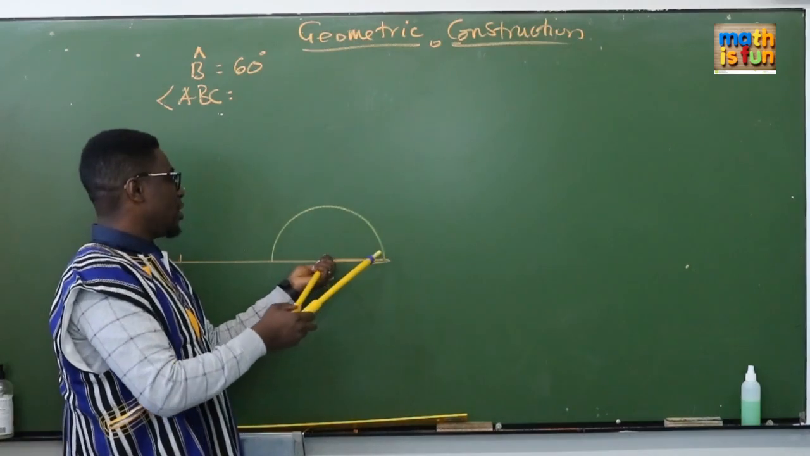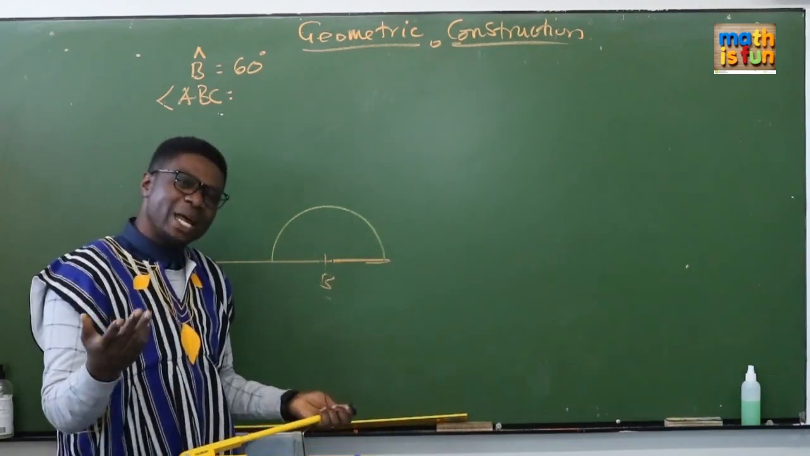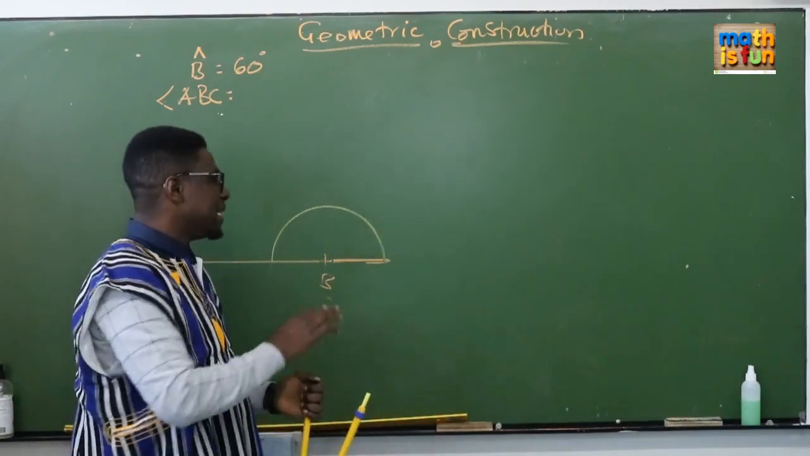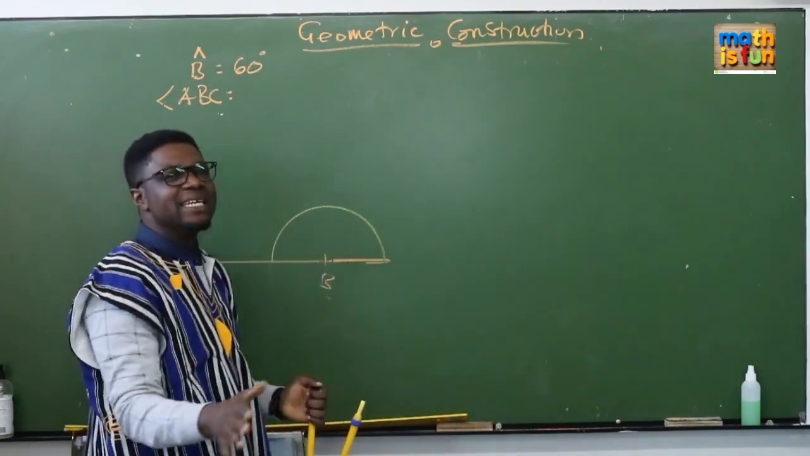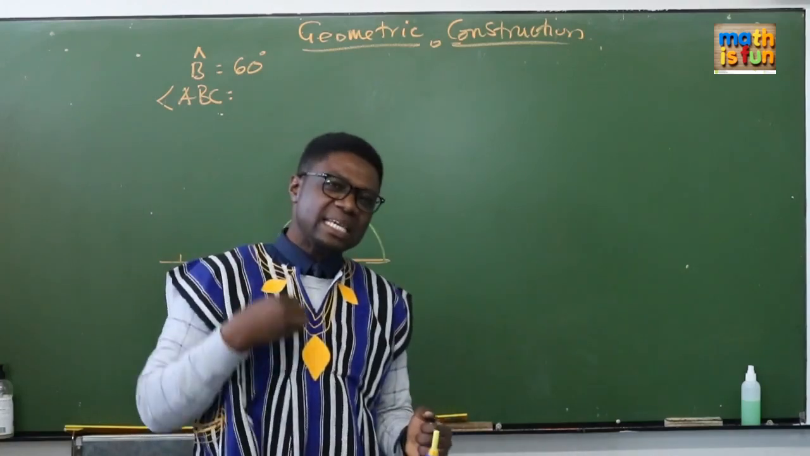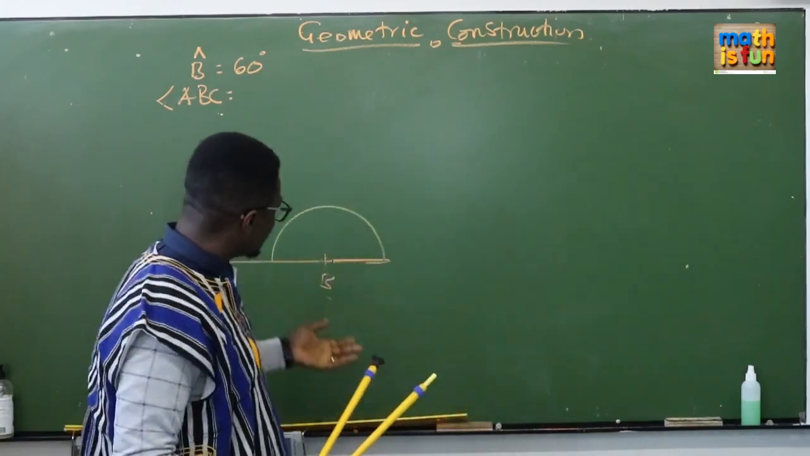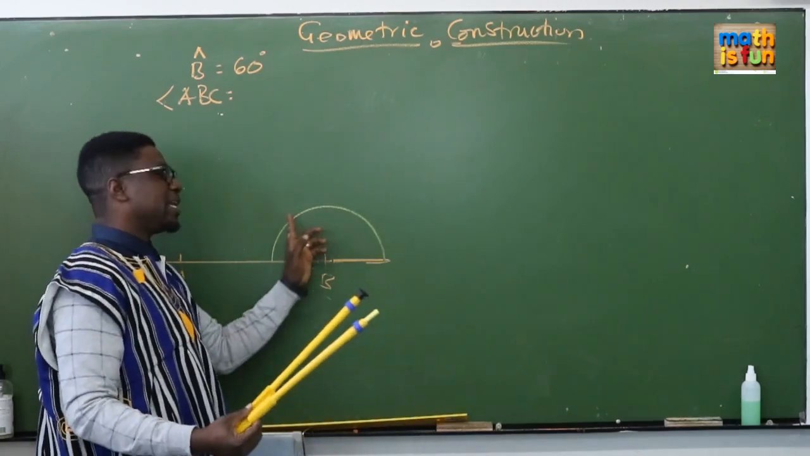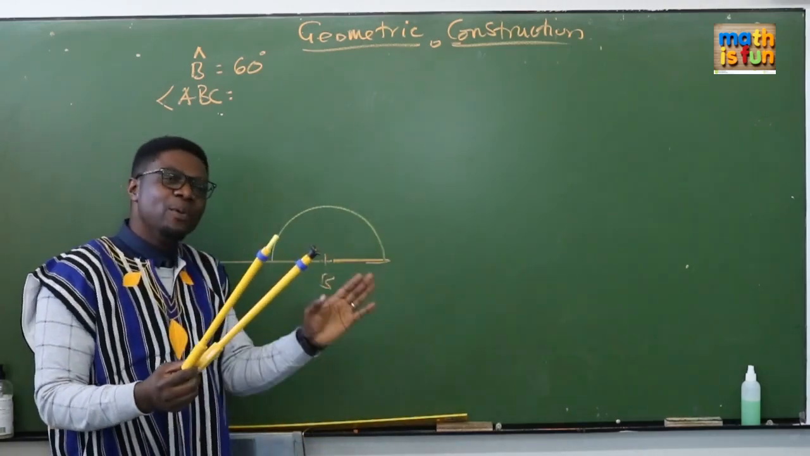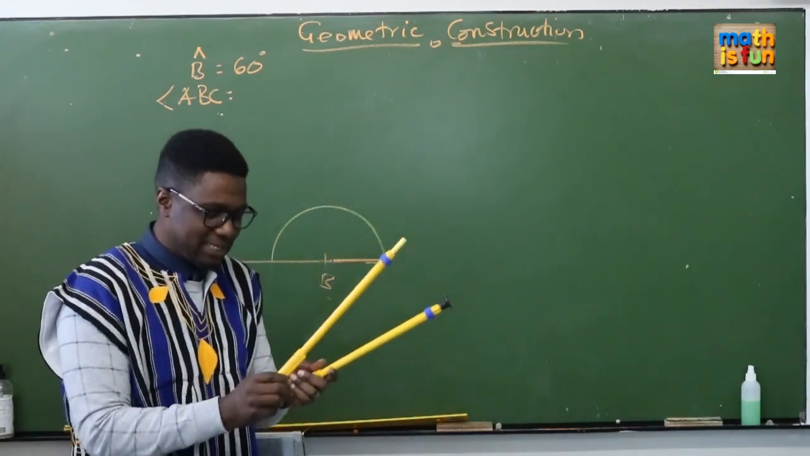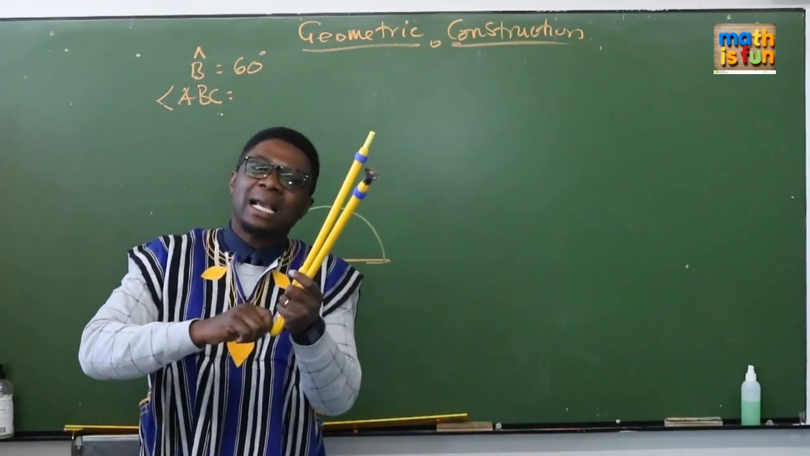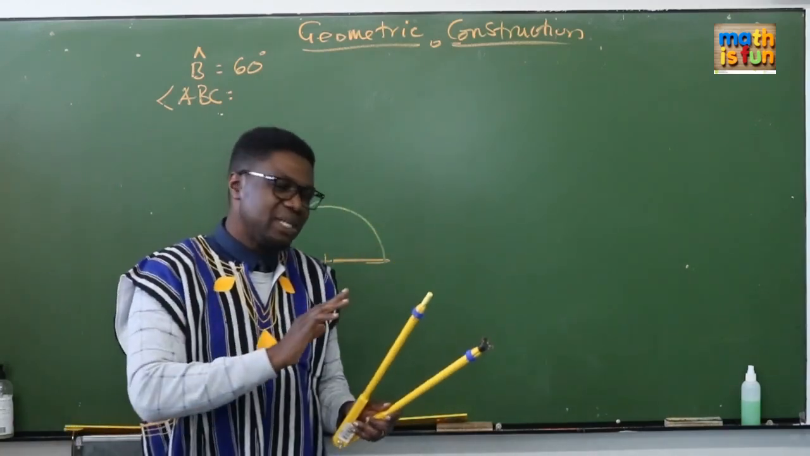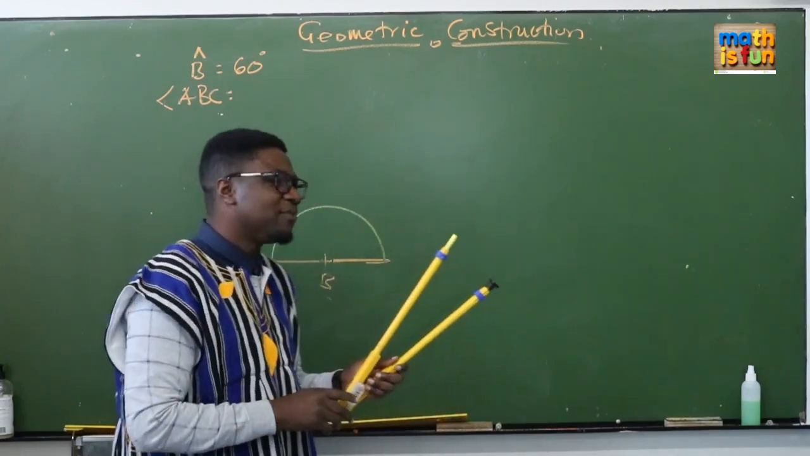And we know that all straight angles equal 180 degrees. So this semicircle is an indication that I have 180 degrees already, and I'm going to take 60 out of it. With the measurements that I used for the semicircle, I will not close it, I will not open it. I always make sure that my compass is well tightened and my pencil is well sharpened.